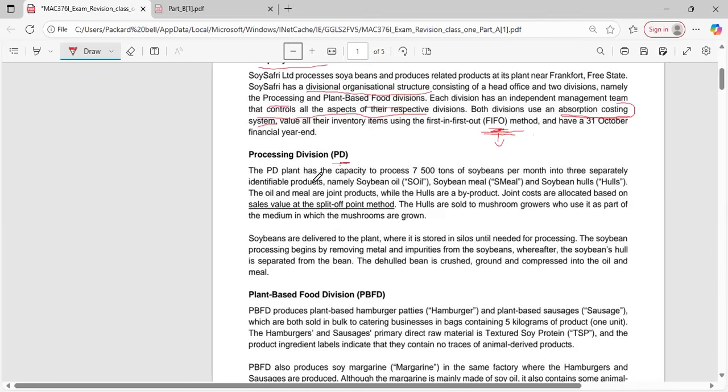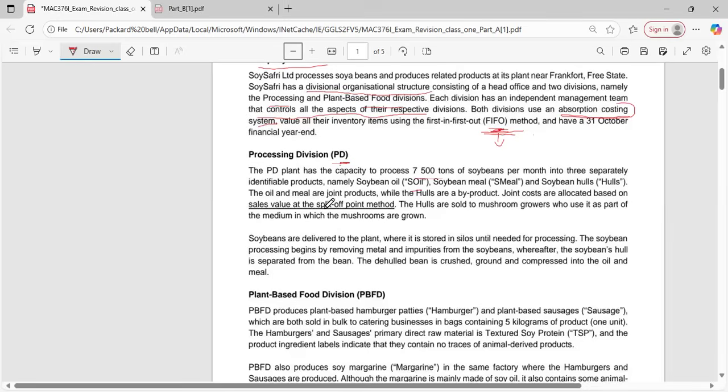They say the processing division plant has the capacity to process 7,500 tons of soybeans per month into three separately identifiable products, namely soybean oil, that's the S oil, and the soya meal, the S meal, and the soybean hulls. So we have three products here.